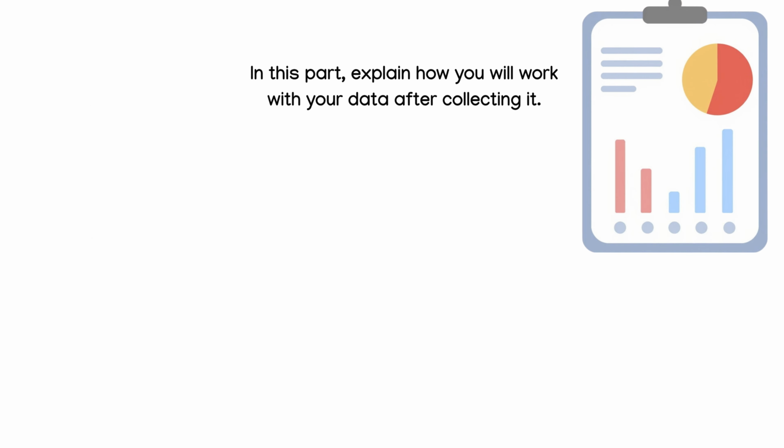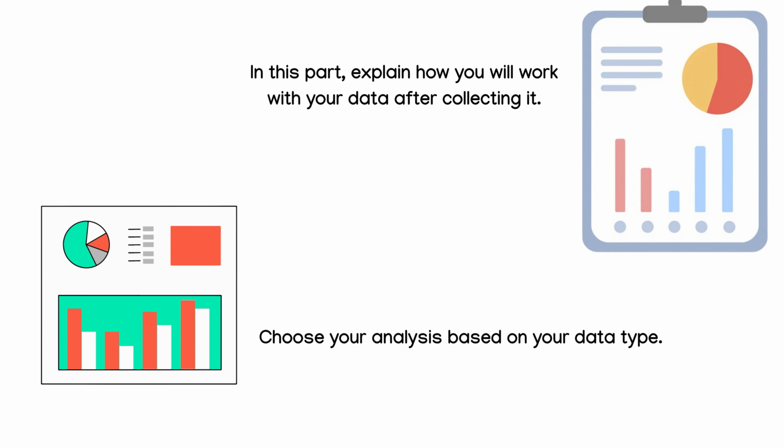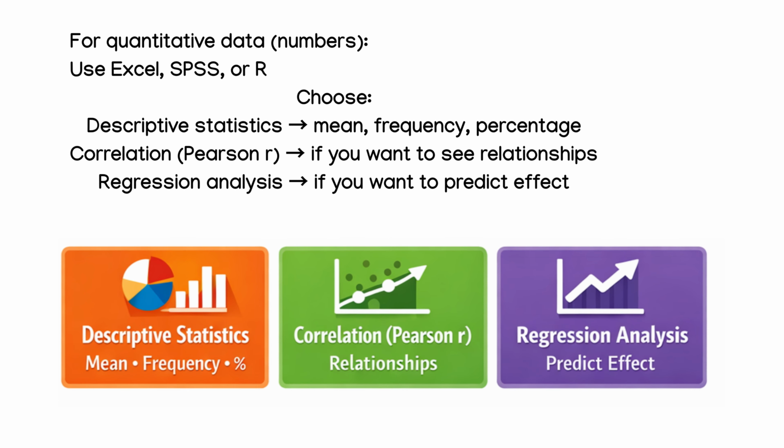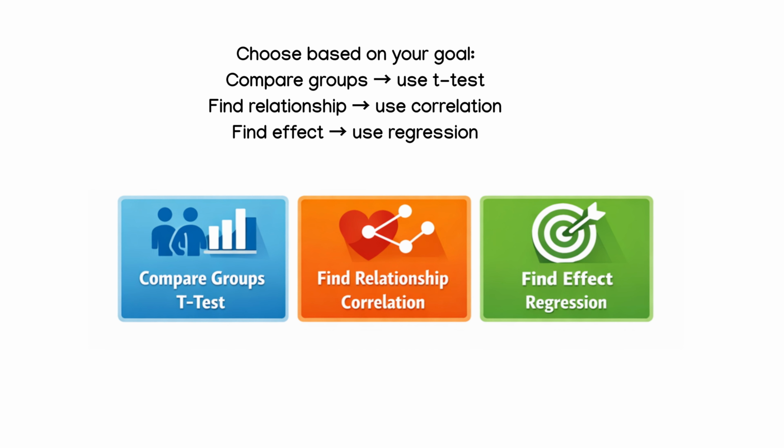Decide how you will analyze your data. In this part, explain how you will work with your data after collecting it. Choose your analysis based on your data type. For quantitative data, numbers, use Excel, SPSS, or R. Choose descriptive statistics: mean, frequency, percentage. Correlation, Pearson r, if you want to see relationships. Regression analysis if you want to predict effect. Choose based on your goal.